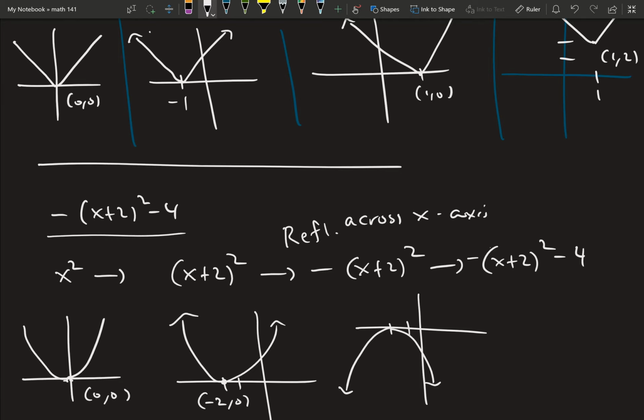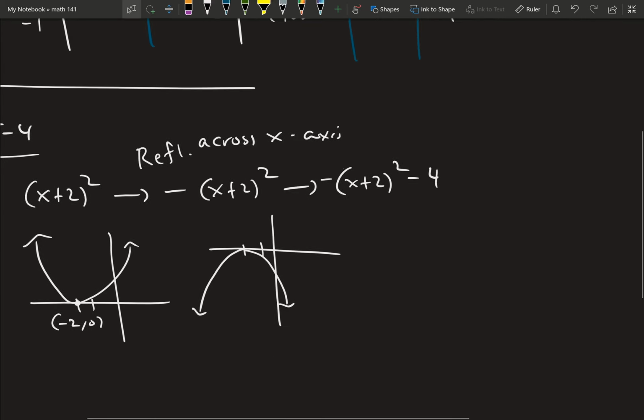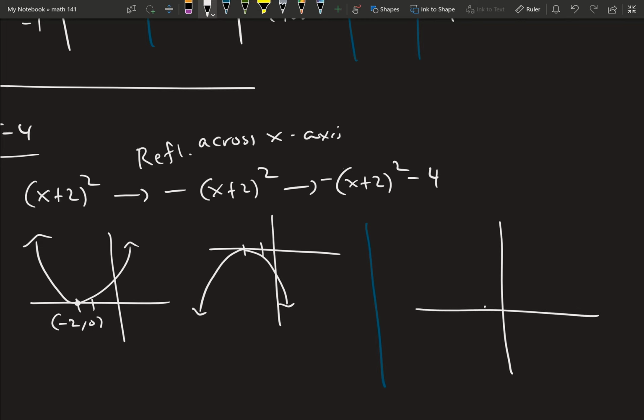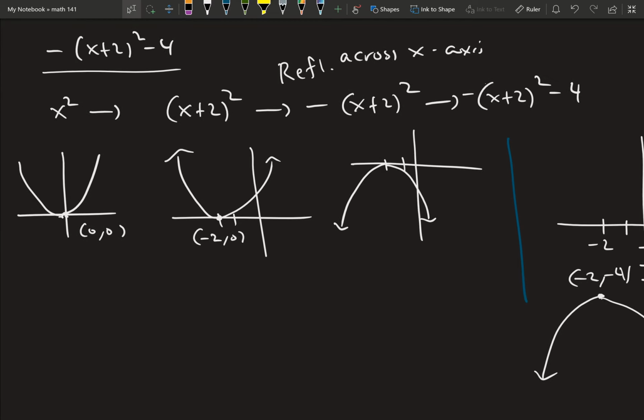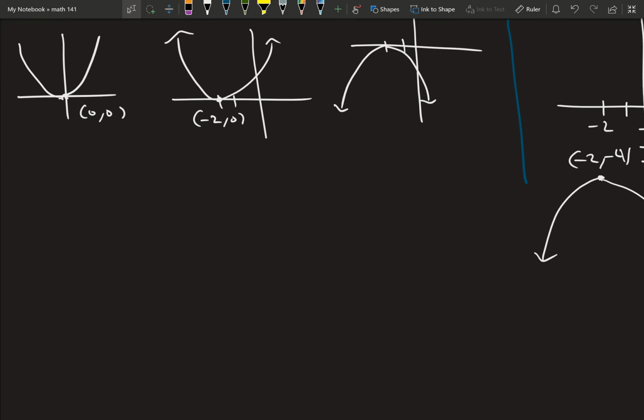Now, and then finally, our final graph here is the following, where our base point, negative 2, and then we go down by 4, 1, 2, 3, and 4. And we have a downward pointing parabola. Okay, so this is the procedure for that particular example. Let's move forward.